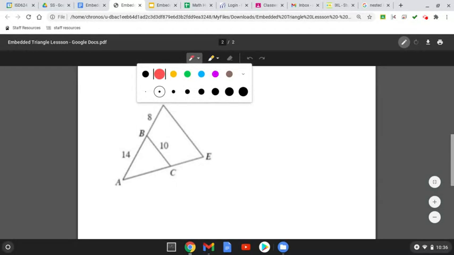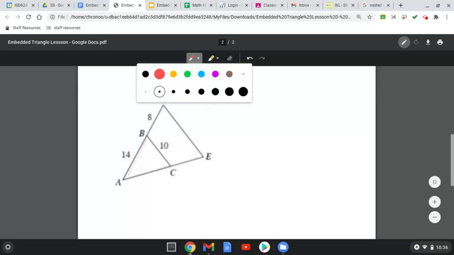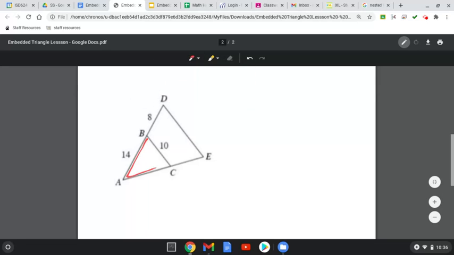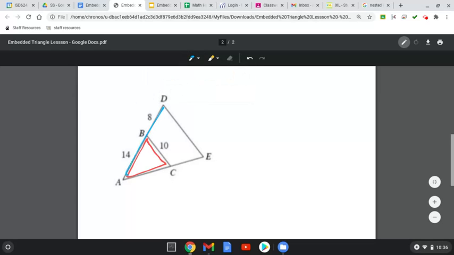So I see we have a little triangle right here. And then I see that we have kind of a big triangle going around that. So those are our two triangles. So I'm going to redraw those separately. Every time you do one of these problems, I expect to see them drawn separately.